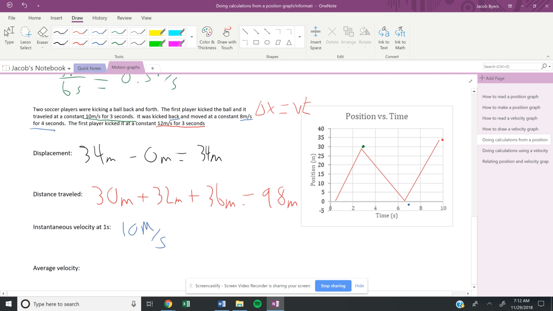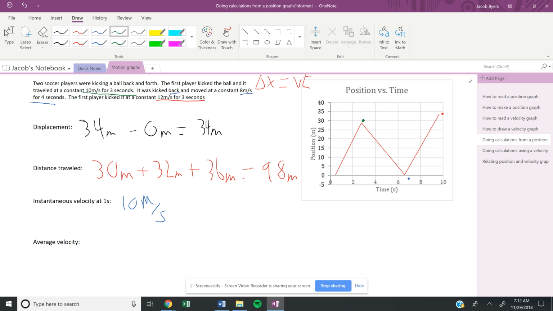And then lastly, average velocity. Again, we're just doing displacement divided by time. And so we found our displacement to be 34 meters. And our time here, we ended at 10 seconds. Our average velocity is 3.4 meters per second.